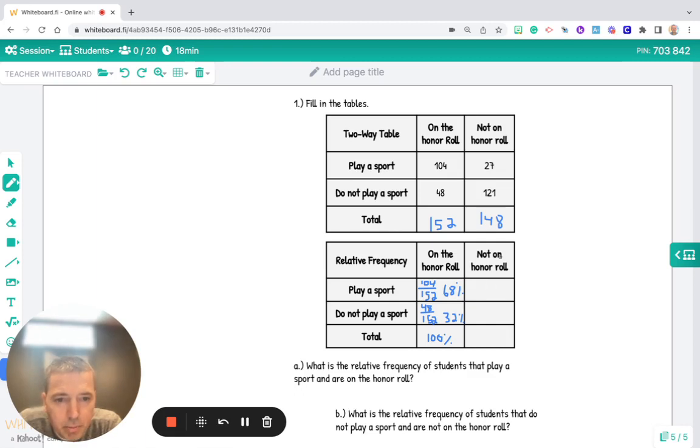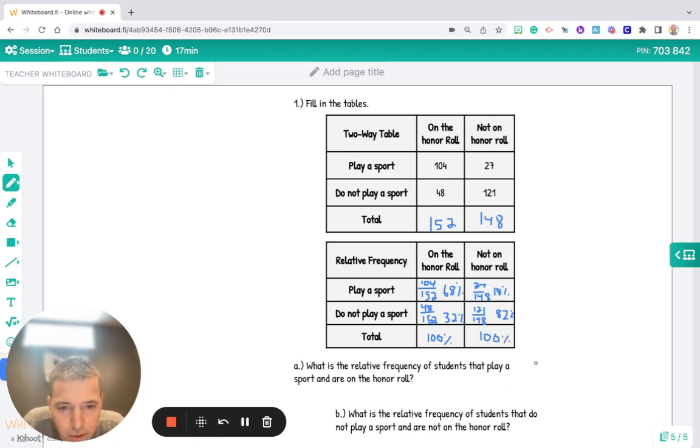And then play a sport, but not on the honor roll. There was 27, but this time the total's out of 148, right? So 27 divided by 148 is about 18%. And then 121 divided by 148. And that's 82%. And again, if you add those two up, you get 100%. Okay, so we got our percents. Now let's answer these questions.